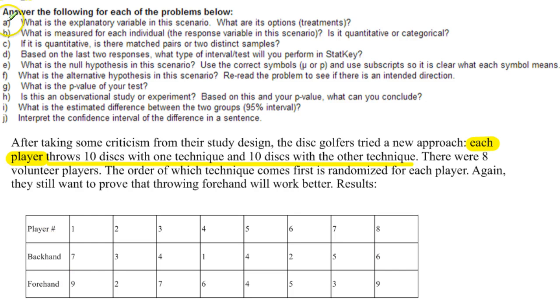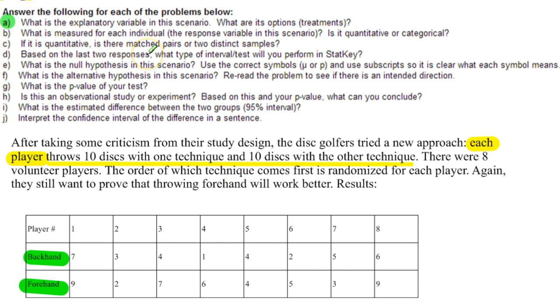First one says, what is the explanatory variable in this scenario and what are the treatment options? The two different techniques are going to be your explanatory variable because it's going to explain how well you do. And so those techniques are backhand or forehand.